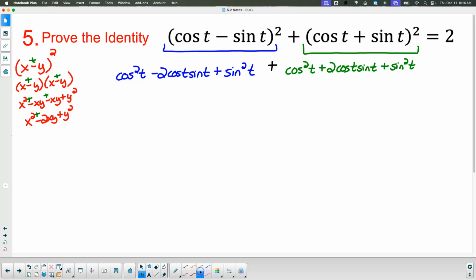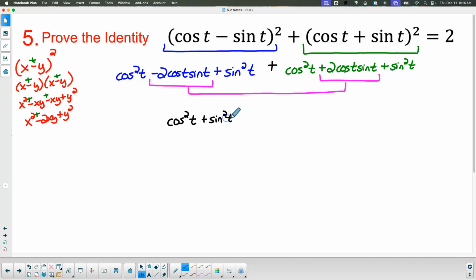If I'm looking at this, I see a minus 2 cosine sine. I see a plus 2 cosine sine. What happens with those two? That cancels out. Okay? So then that leaves me with cosine squared of t plus sine squared of t plus cosine squared of t plus sine squared of t.